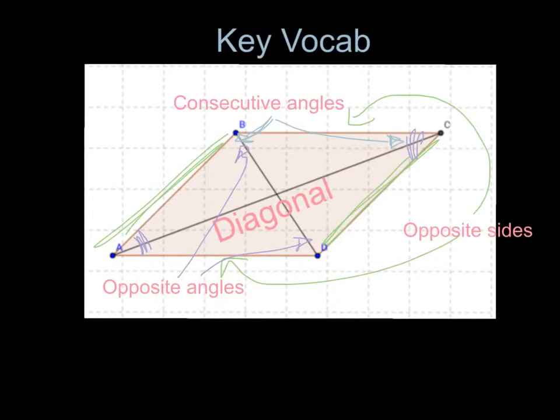We have opposite sides, which are directly across from each other. They don't share a vertex. Opposite angles don't share a side, but consecutive angles do. These two angles share this side between them.